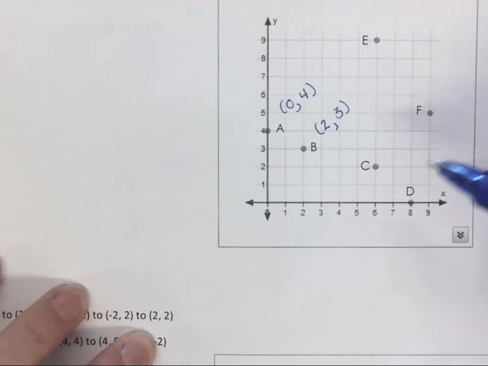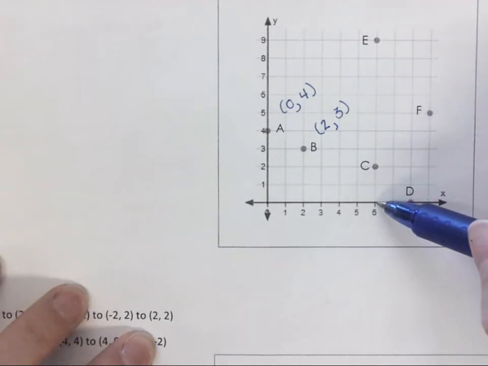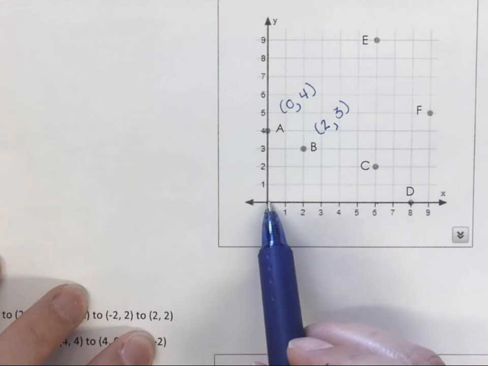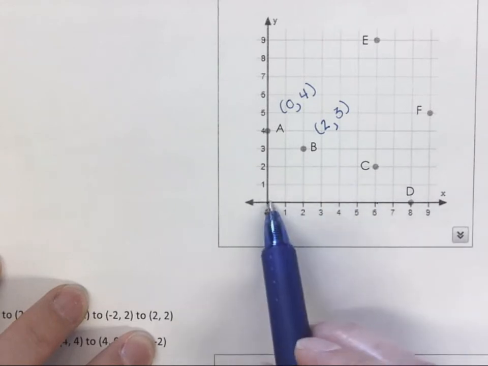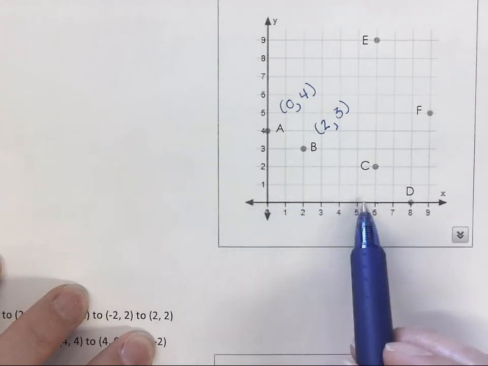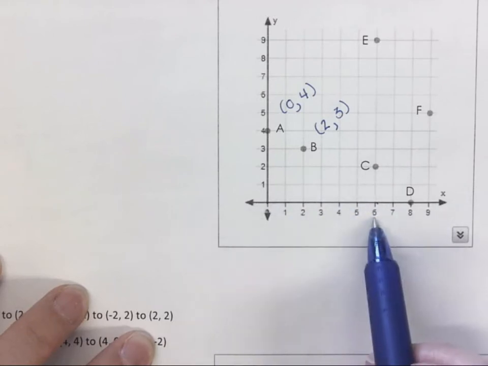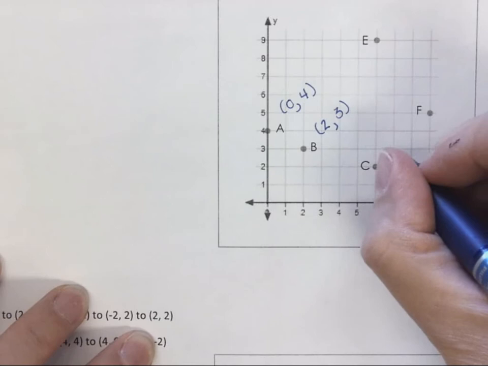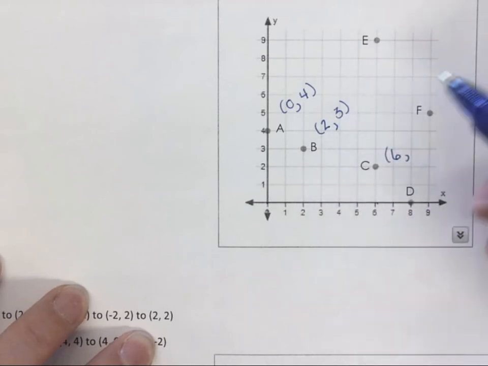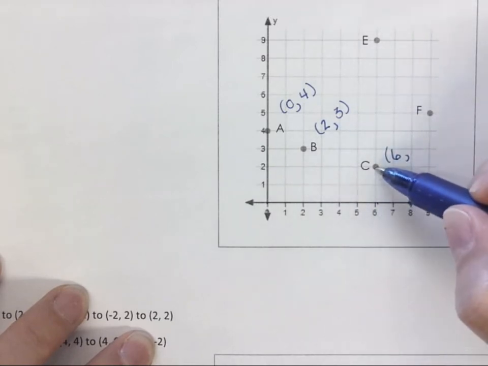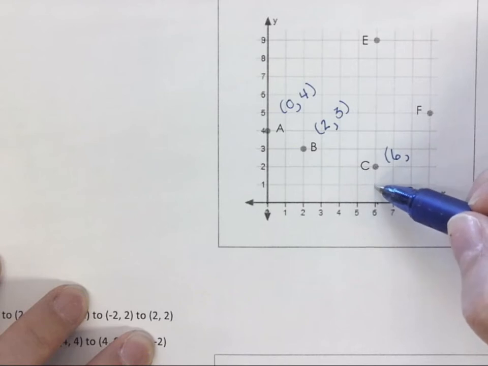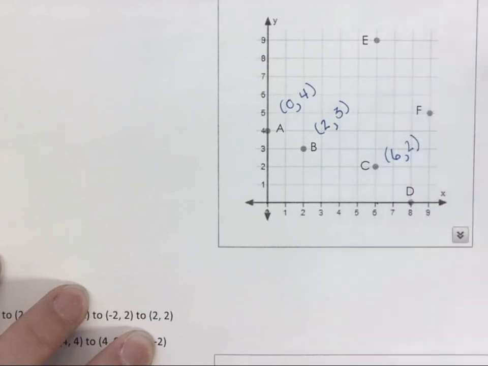Nice and easy. C, I've gone over to 6, so I always start at the origin, and I moved over 6 units here. So 1, 2, 3, 4, 5, 6. You can count them, or, I don't know, just look at the number 6. That's also an option. So my x is 6, and I look how far up I've gone. So I went 1, 2 up. So 6, 2 is that coordinate pair.